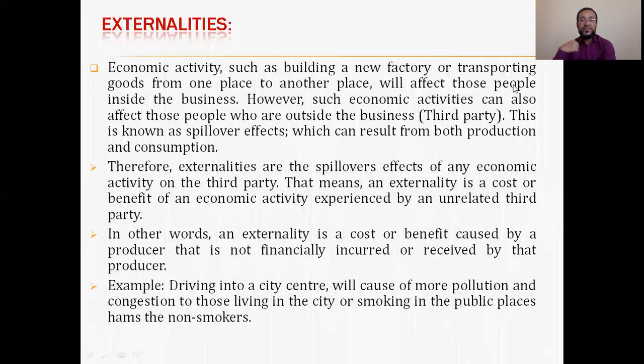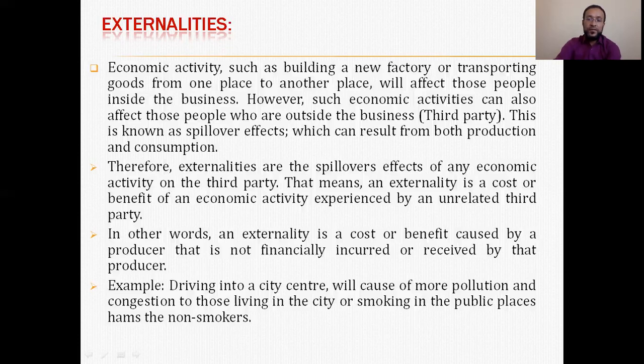Say, driving into the city center will cause more pollution and congestion to those living in the city, and smoking in public places will harm other people, that means non-smokers. So here, whoever is driving the car is the first party, and the third party is the people living in the city. And the smoker is the first party, and the non-smokers are the third party. So here the driver is affecting the people in the city, and the smoker is affecting the non-smokers. So this is called the externality.